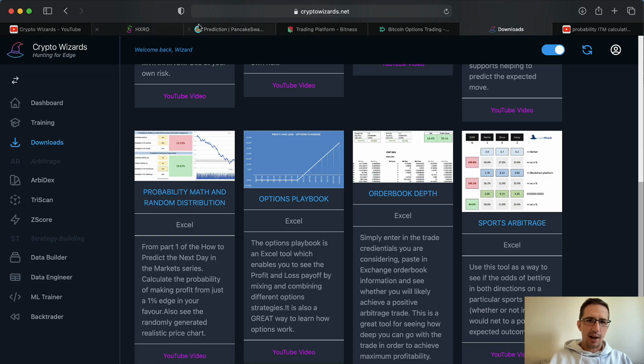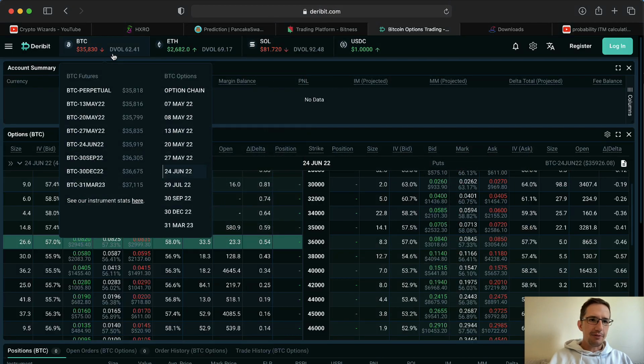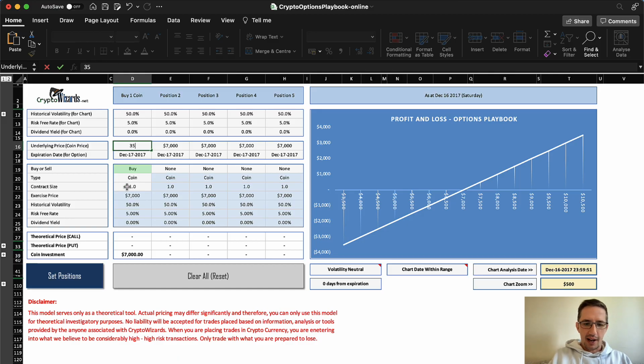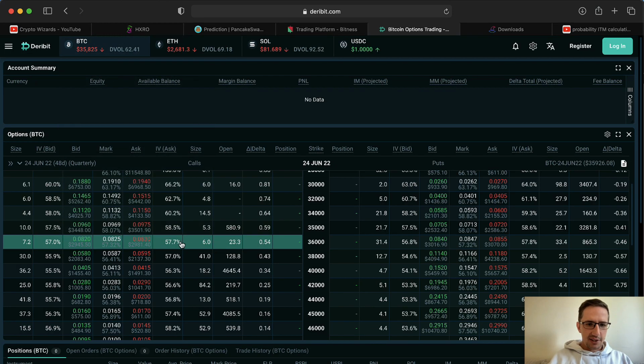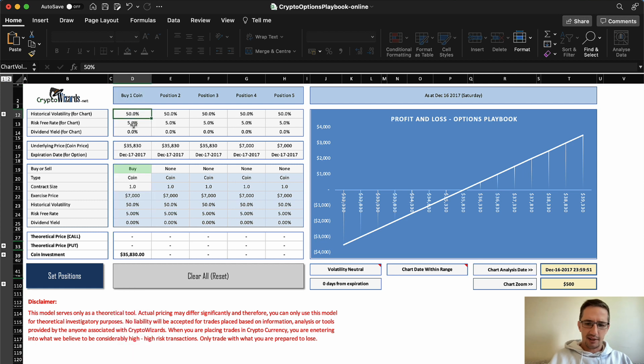Let's actually just go and grab the price from Deribit. 35,830. Okay, 35,830. Right, that's the price right now. And actually, I'm just going to copy that and paste it there as well, across, because I'm going to combine three trades here to see what my profit and loss would look like, hypothetically. What's the implied volatility right now? Well, it's around 57 or 58%. So let's just call it 58%. And I'm going to do that down here as well.